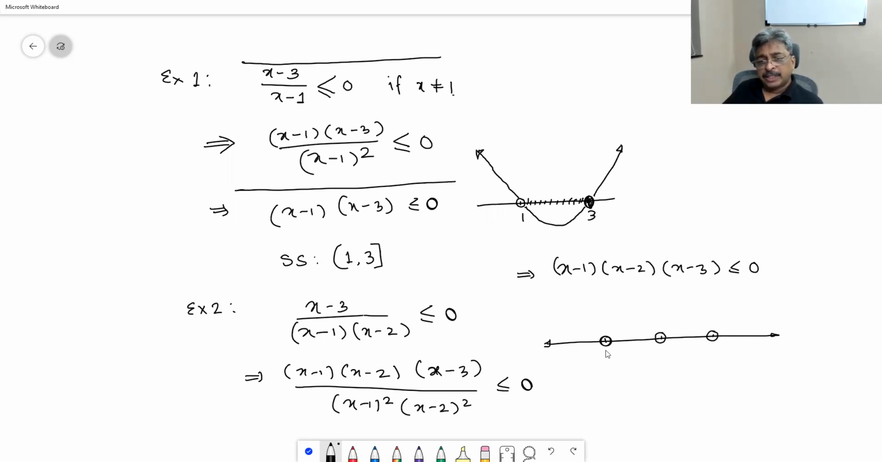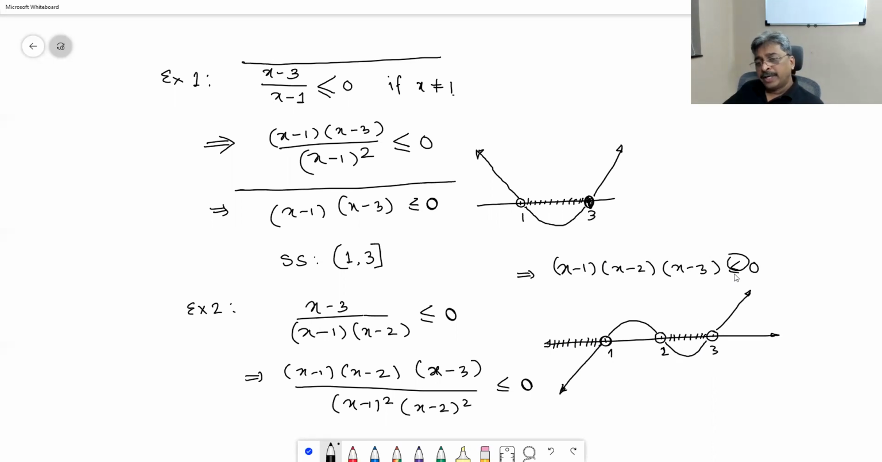Leading coefficient: if you take extreme left of 1, then all three brackets will be negative. So the graph will enter like this. We will decide what happens at 1, 2, 3, but it will go like this, and it will disappear towards positive infinity. That is the nature of the LHS. Now you are supposed to find out less than or equal to 0. So first, if you handle less than only, then the solution set is this.